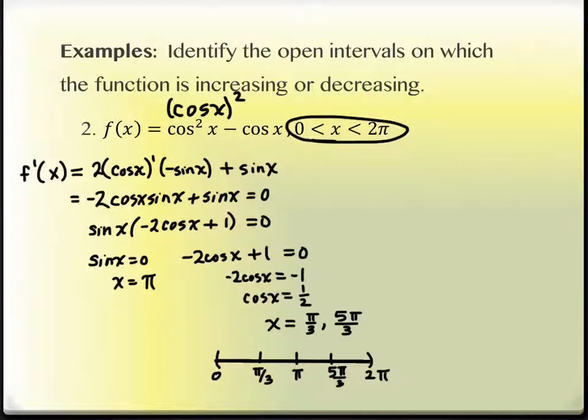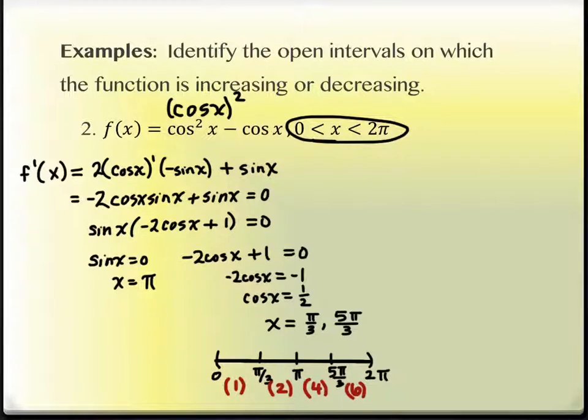So how about you guys tell me what you would like to test between 0 and pi over 3? 1. How about between pi over 3 and pi? 2 is a good one. Pi and 5 pi over 3? 4. And 5 pi over 3 and 2 pi? You know what, Emma, those are all the values that I have written down exactly. It's like you're reading my notes.